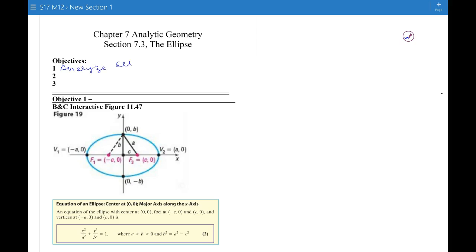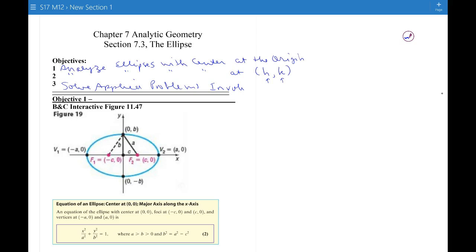And again, we start out simple by analyzing ellipses with the center at the origin. And then we're going to analyze ellipses with the center at a point (h, k). And again, h is going to make a horizontal shift and k is going to make a vertical shift. And then we're going to solve applied problems involving ellipses.